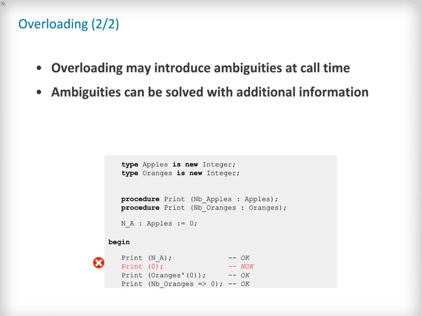In this very case, to work around this ambiguity, there are two solutions. The first one is to qualify the literal value. If I write orange tick of 0, I'm saying that I'm writing the literal 0 that is qualified as being of type oranges. Then there's no problem selecting the proper print. The other thing that I can do here is to provide explicitly the parameter name. Because they differ from one procedure to the other, the parameter name will be used by the compiler to discriminate and select the proper subprogram.